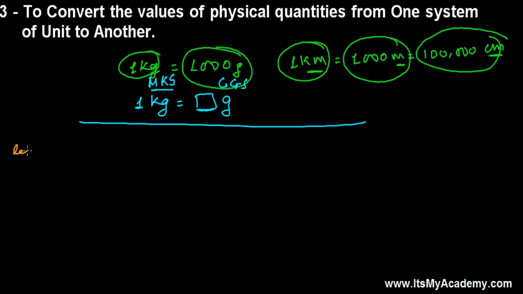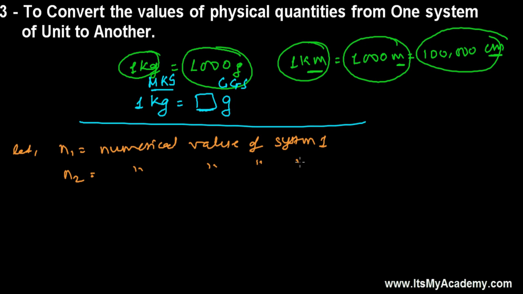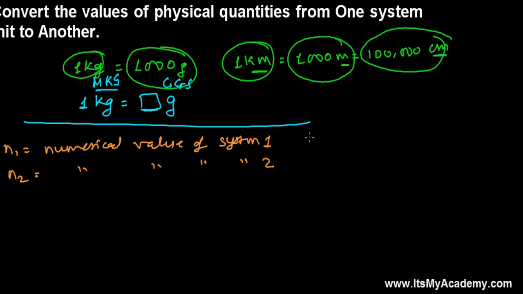All right, let me suppose that n1 equals the numerical value in system 1, let's say system 1. Similarly, n2 is the numerical value in system 2, and let me say u1 is the unit of the physical quantity in system 1, just a shortcut I'm writing, and u2 is the unit of the physical quantity in system 2.